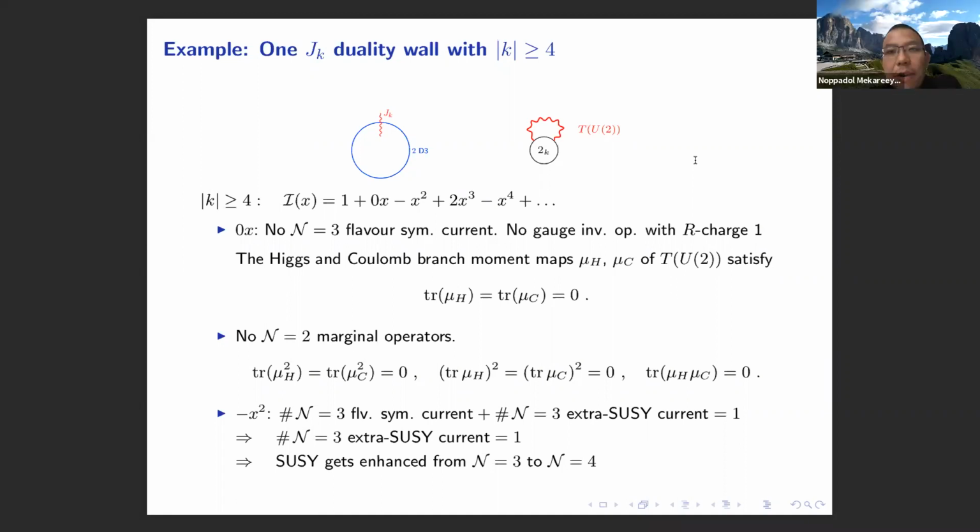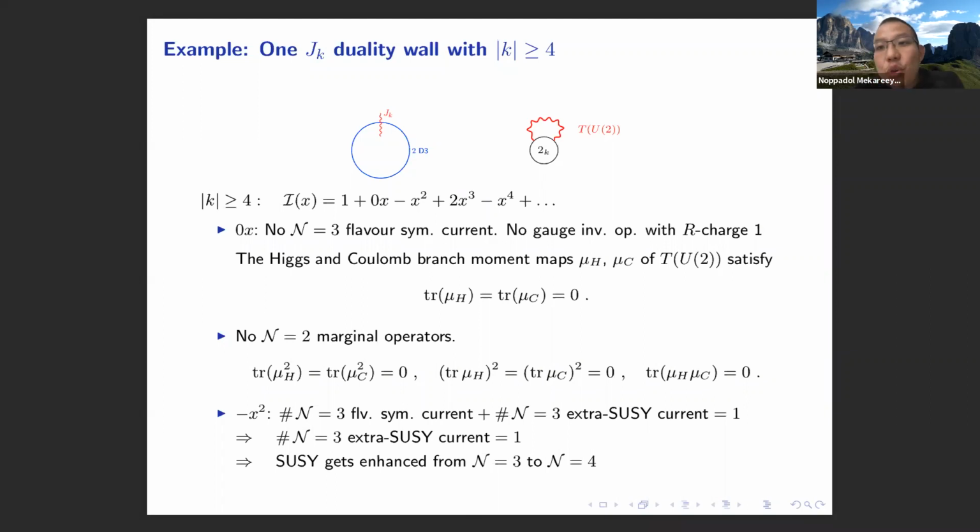A marginal parameter in which theory? I'm sorry, in these theories. I'm saying one other difference is, unlike in 4D, in 3D N=4 you don't have a marginal parameter. Okay, this terminology has to be clarified.